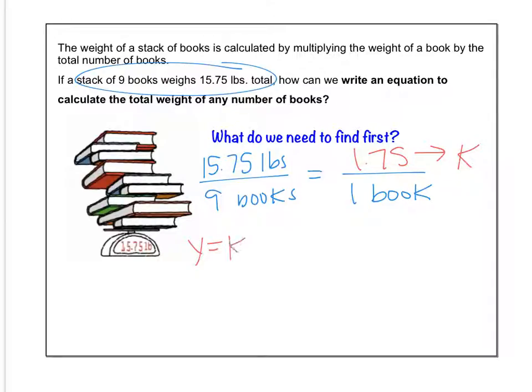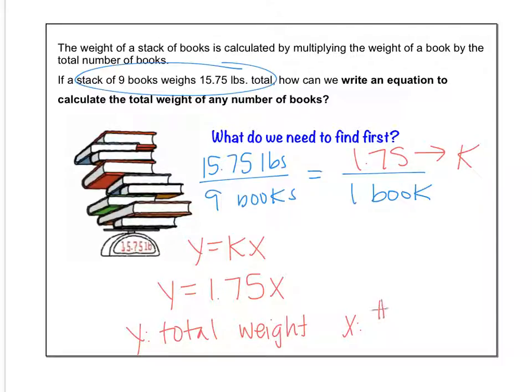So if my goal is y equals kx, I'm now going to have for this problem y equals 1.75x, where my y is the total weight, and my x is the number of books that I had. Looks good.